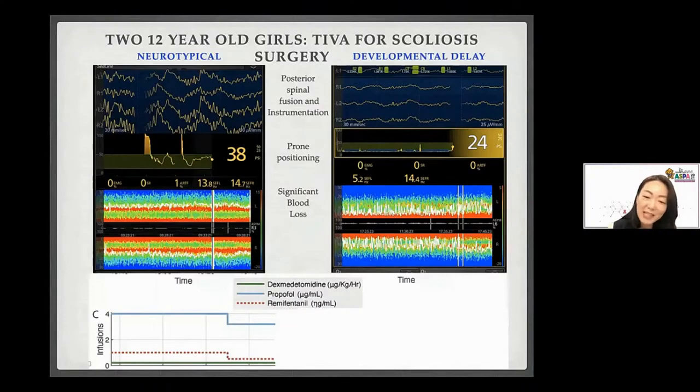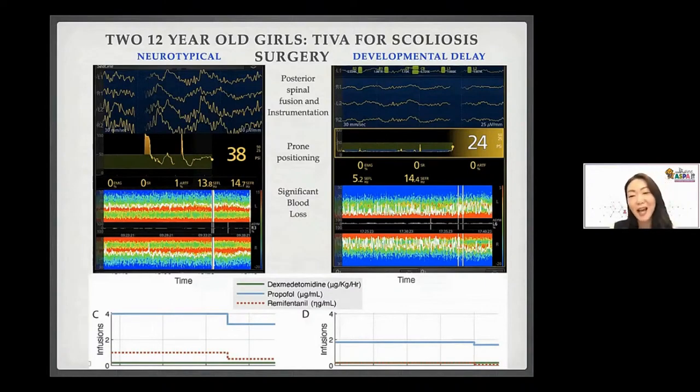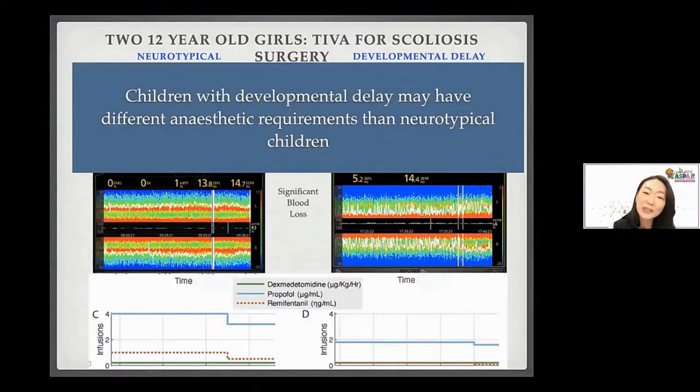These children both received dexmedetomidine, propofol, and remifentanil. And you can see the child with a neurodevelopmental delay is receiving almost half the dose that the neurotypical child is receiving. Despite receiving half the anesthetic dose, the child is still much deeper. So this just goes to show that children with developmental delay may have different anesthetic requirements, often lower than neurotypical children. And if you don't monitor them, you may not realize that.